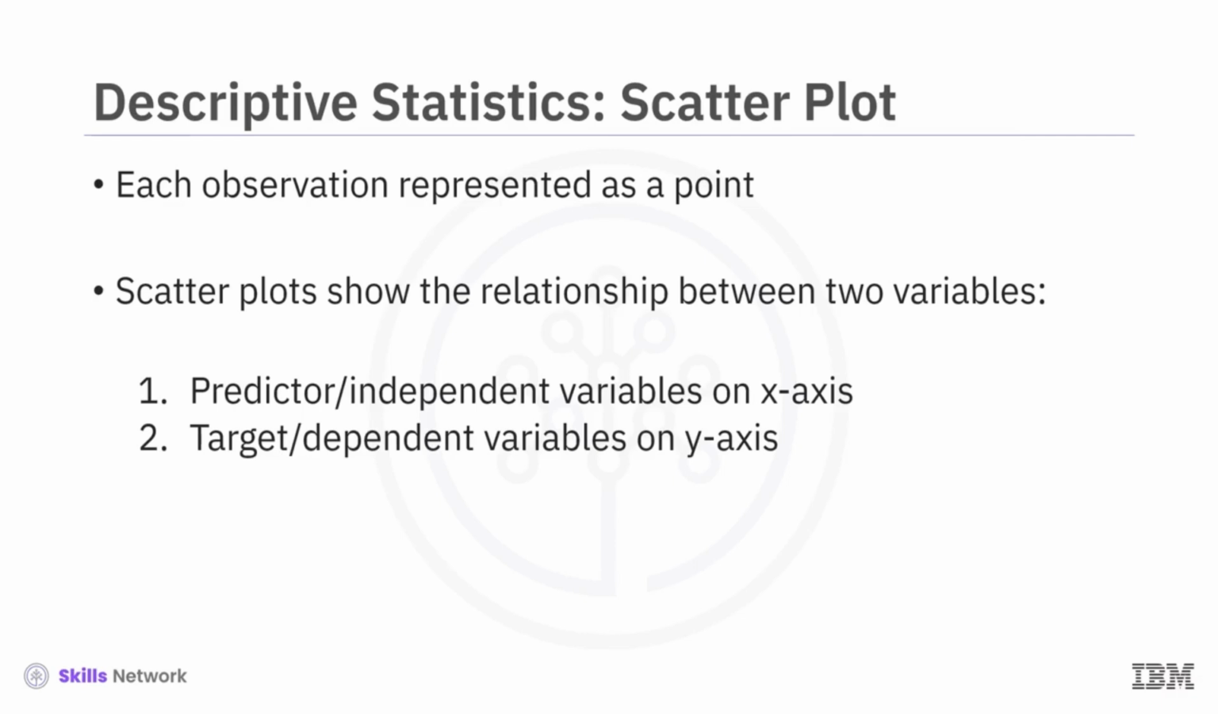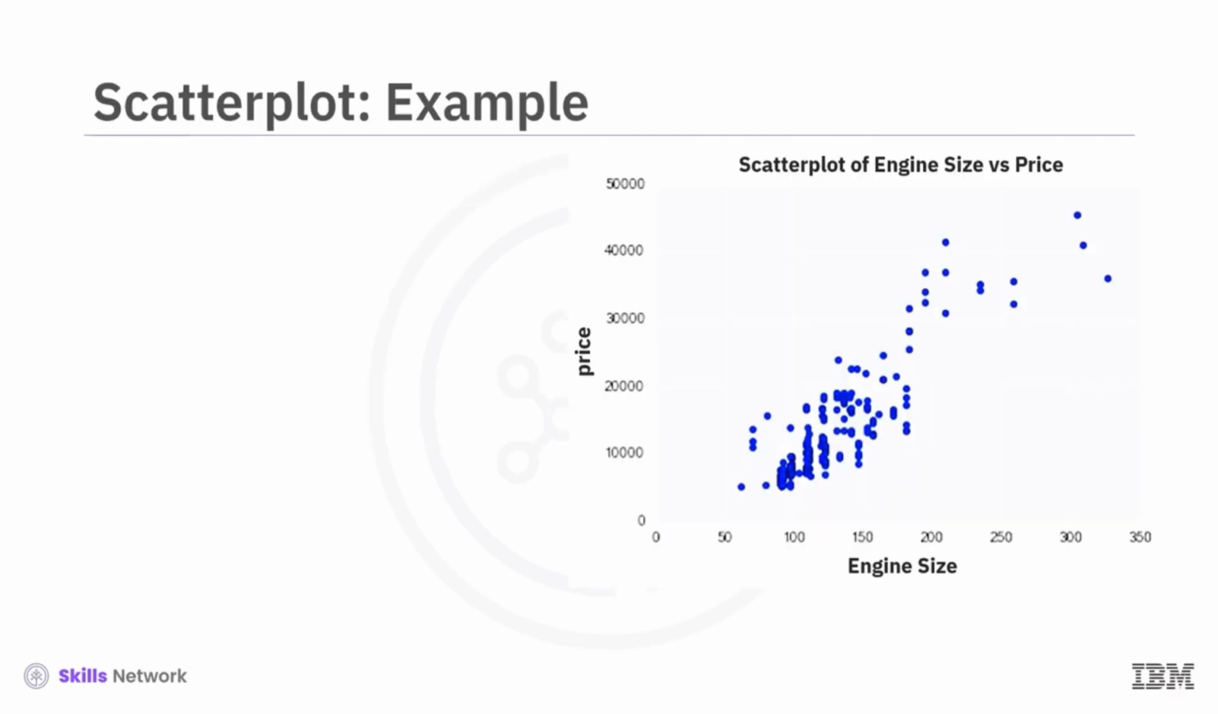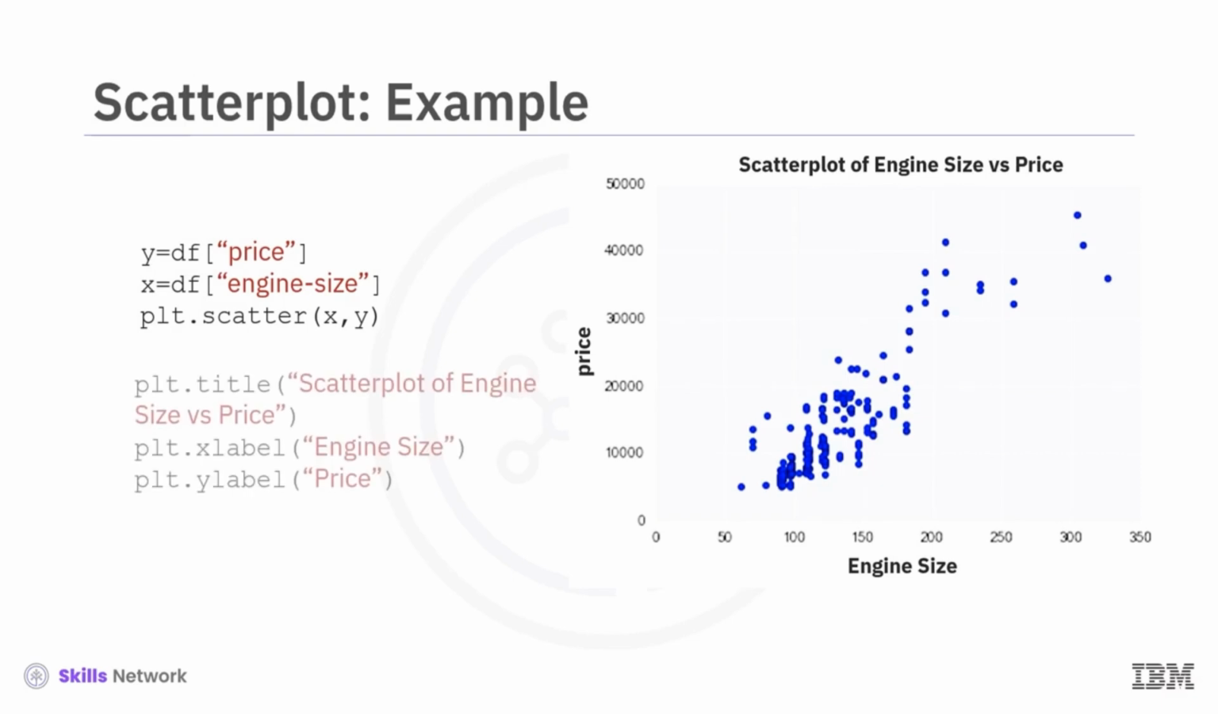In a scatter plot, we typically set the predictor variable on the x-axis or horizontal axis, and we set the target variable on the y-axis or vertical axis. In this case, we will thus plot the engine size on the x-axis and the price on the y-axis. We are using the Matplotlib function scatter here, taking an x and a y variable. Something to note is that it's always important to label your axes and write a general plot title so that you know what you're looking at.